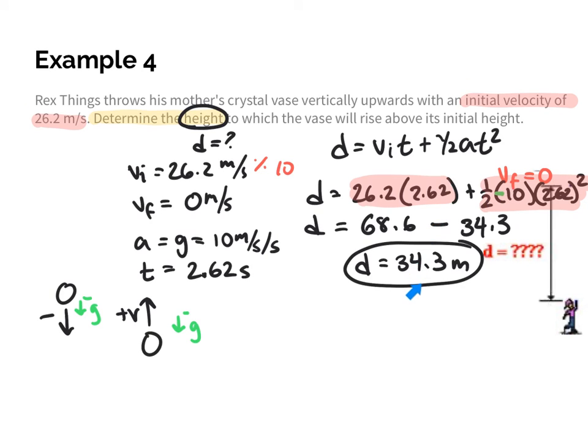Now the difference is if I didn't make that acceleration a negative, by adding there, I'm going to get an obscene distance for throwing that vase. 34.3 meters is already impressive for Rex Things. Okay? But if you were to throw it over 90 meters, actually over 100 meters into the air, dang, that's impressive. Okay, now I know Rex Things likes to Rex things, but he probably can't throw that far. You know what I'm saying?